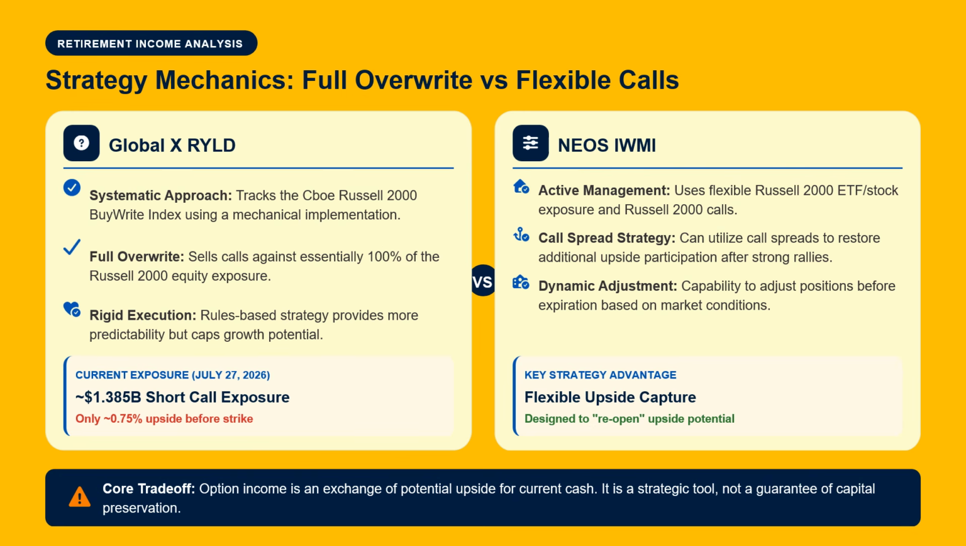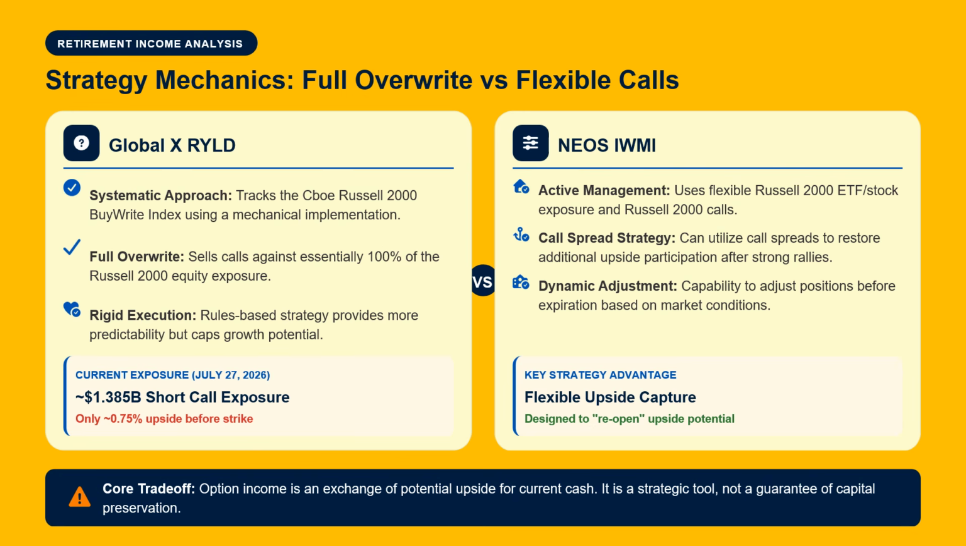When we take a look at the current exposure as of July 27, they had $1.385 billion of short call exposure. So that was only 0.75 upside before that strike price. So it's very tight, with a lot of money invested into this one. NEOS uses active management, the flexible Russell 2000 ETF exposure, and Russell 2000 calls.